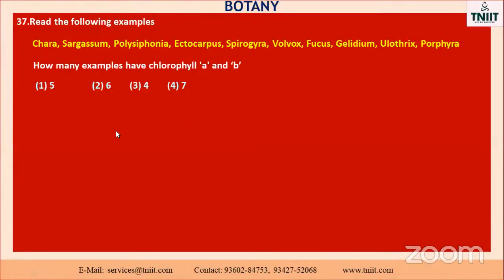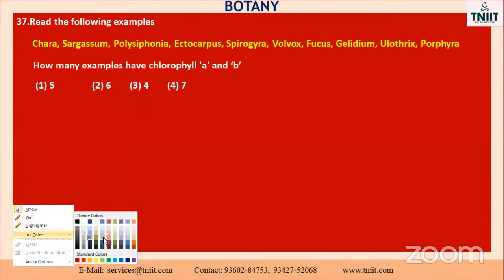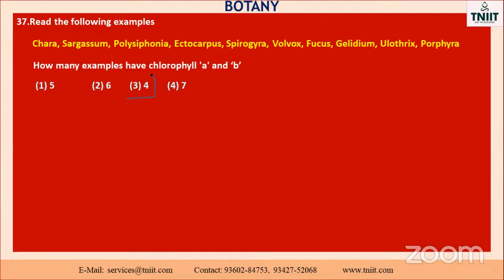Read the following example. Here it is very complicated, my dear students. You have to find out the answer very carefully. They have given so many plants, algae. Okay. Chara, Sargassum, Polysiphonia, Ectocarpus, Spirogyra, Volvox, Ficus, Gelidium, Ulothrix, and Porphyra. From this one, what are the plants they are having A and B? Very complicated only. Okay. I will tell you the answer. The 4 only is there, correct answer. Already I know the answer. So you have to find out the answer very clearly.